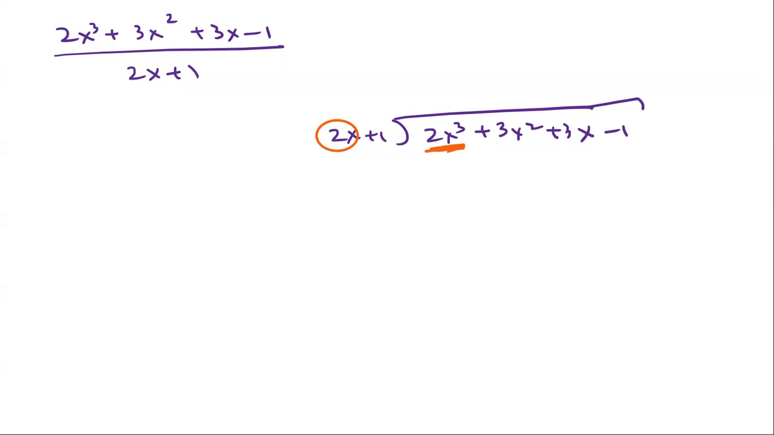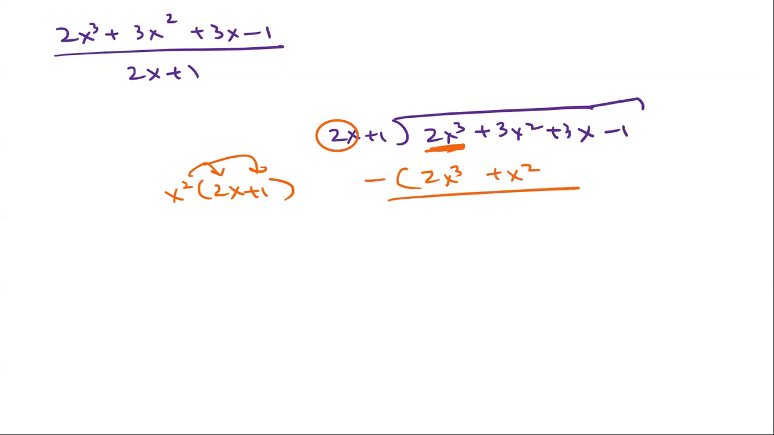X squared, yep. Okay, so we multiply x squared to 2x plus 1. Because again, what can we multiply 2x by to give me 2x cubed? If we just multiply by x, that's going to give us 2x squared. So we want a cube. So x squared times 2x is going to give us 2x cubed. And then x squared times 1 is going to give me plus x squared.